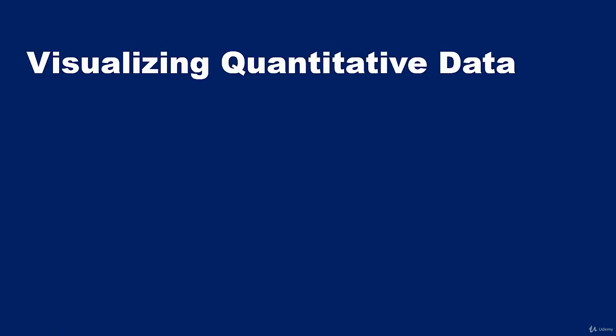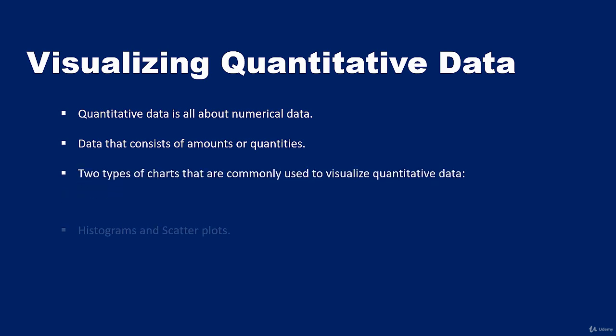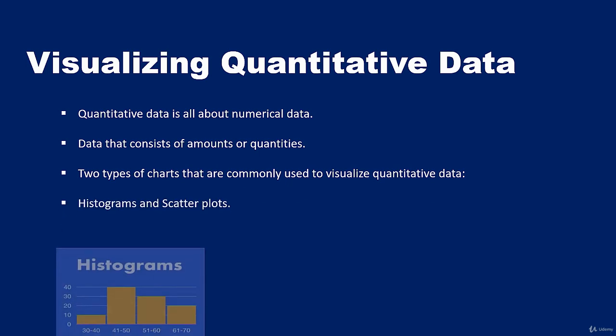In this video, I'll be showing you how to visualize quantitative data. What is quantitative data? Quantitative data is basically data about numerical values. The data can consist of things like amounts and quantities. Two types of charts can normally be used to visualize quantitative data. They are histograms and scatter plots.